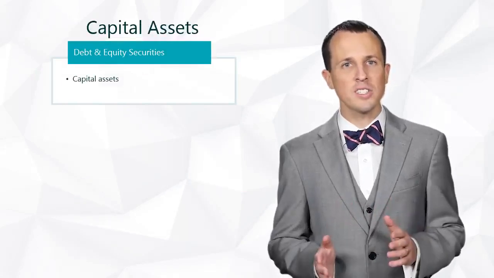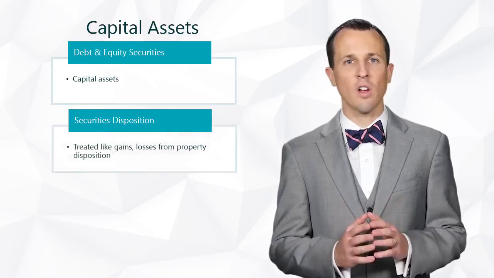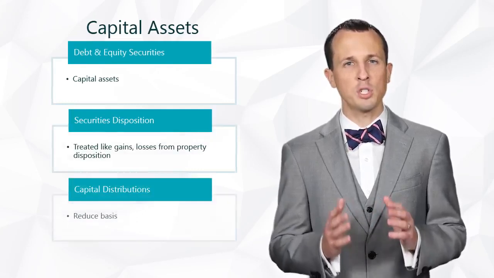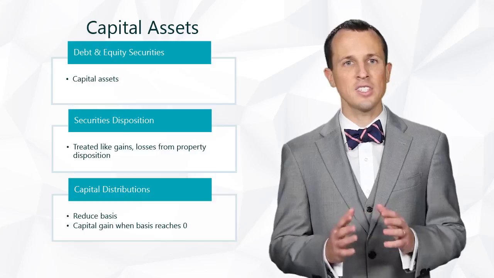Debt and equity securities held by investors are capital assets. Accordingly, gains and losses from the disposition of securities are generally determined and taxed like gains and losses from the disposition of other property. A return of capital distribution reduces basis and becomes a capital gain when the shareholder's basis in the stock reaches zero.